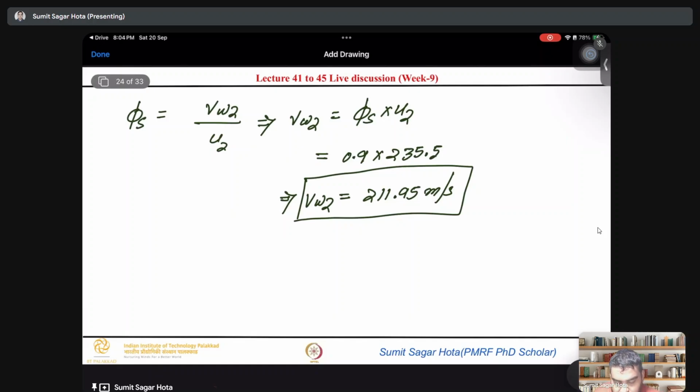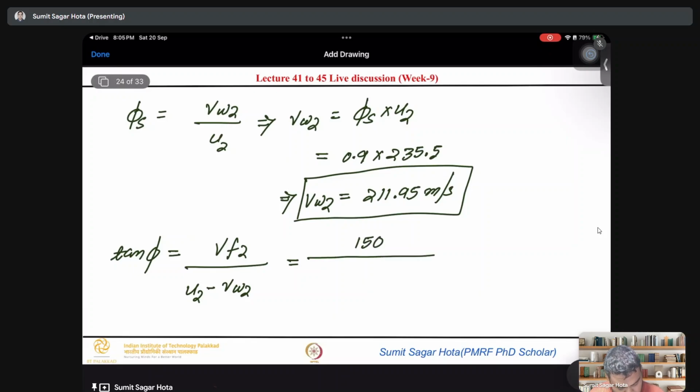Okay. So now we have Bw2, right? Just let's find out the tan phi. So tan phi is equal to Bf2 divided by U2 minus Bw2, which is equal to 150 divided by 235.5 minus 211.95.